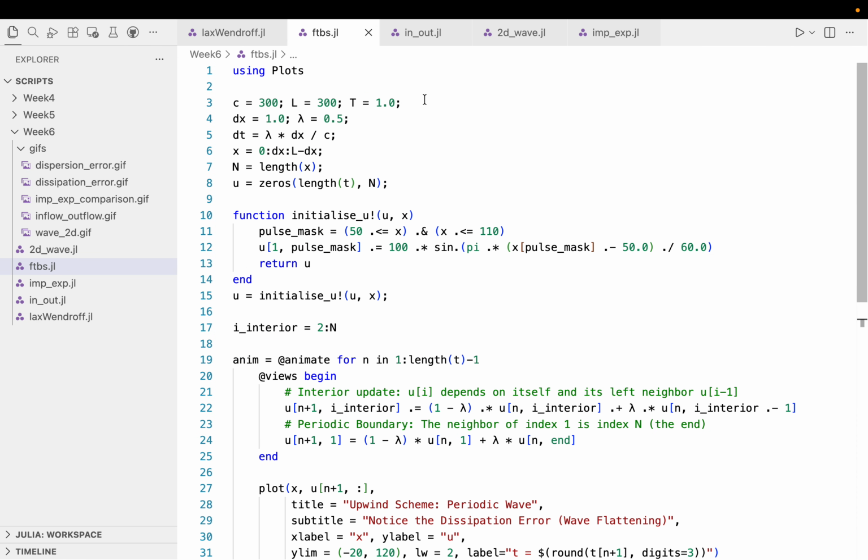So these are the parameters that are given to us. C is 300 meters per second. The total domain length is 300 meters. I'm integrating up to t equals 1. Dx I'm considering as 1. This is something that you need to vary and try.